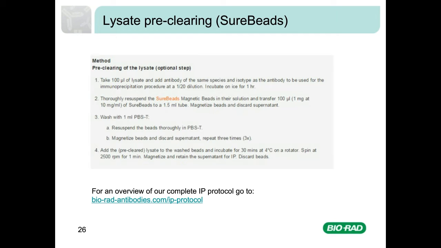These samples are spun in the case of agarose beads and magnetized in the case of magnetic beads, and the supernatant is removed from the beads. This helps to reduce nonspecific binding, as any proteins in the lysate that would bind nonspecifically to the IP antibody due to its isotype have been retained on the beads. You therefore have removed these beads from the lysate that you will then use for the actual IP.